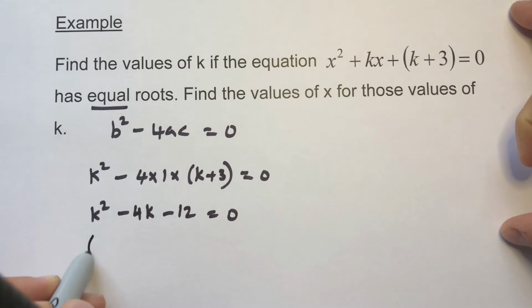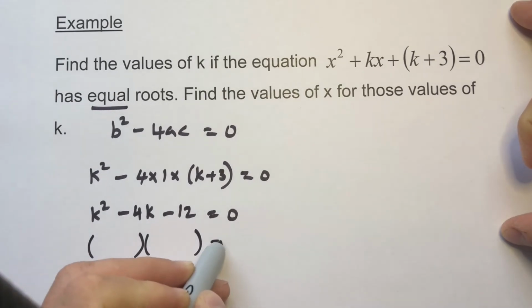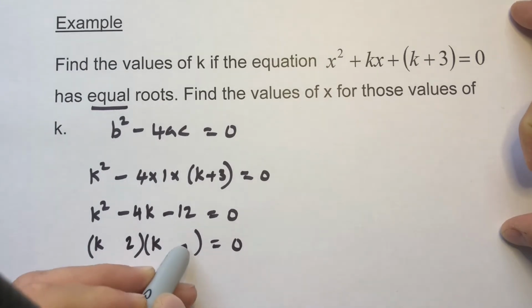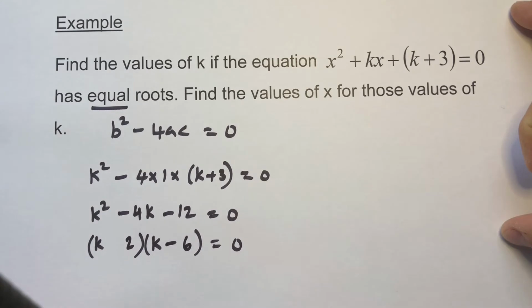Now we can factorise that. k squared, 12 can be written as 2 times 6. And as long as the 6 is a minus and the 2 is a plus, that will give us the minus 4k in the middle. So there are two solutions for k here. k can equal minus 2, or k can equal 6.